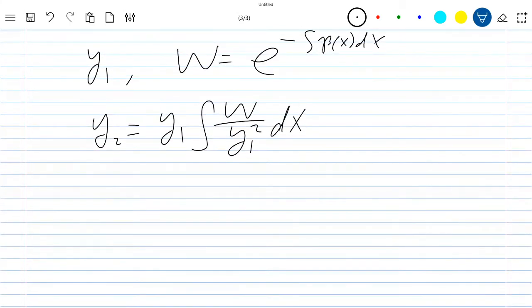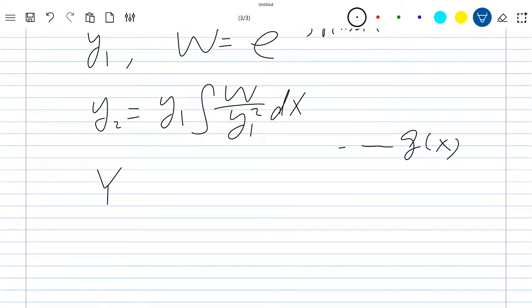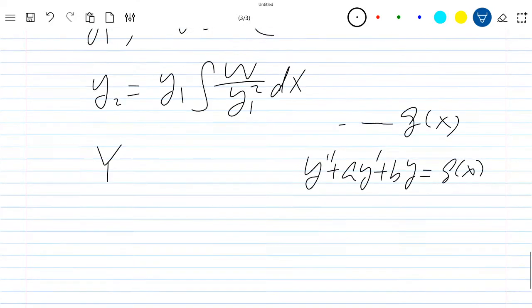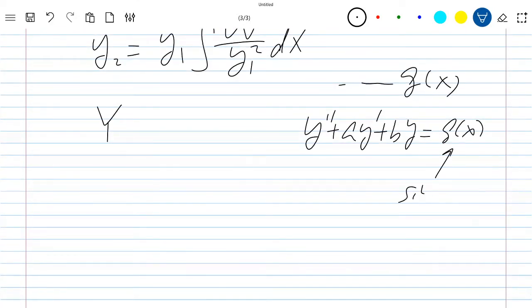Okay, that's it for the homogeneous equation. For the non-homogeneous equation, you want to find a particular solution capital Y from your G on the right-hand side, right? If your equation happens to be y double prime plus ay prime plus by equals G, where G is a combination of sine, cosine, exponential function, and power function, then we can use the undetermined coefficient method.